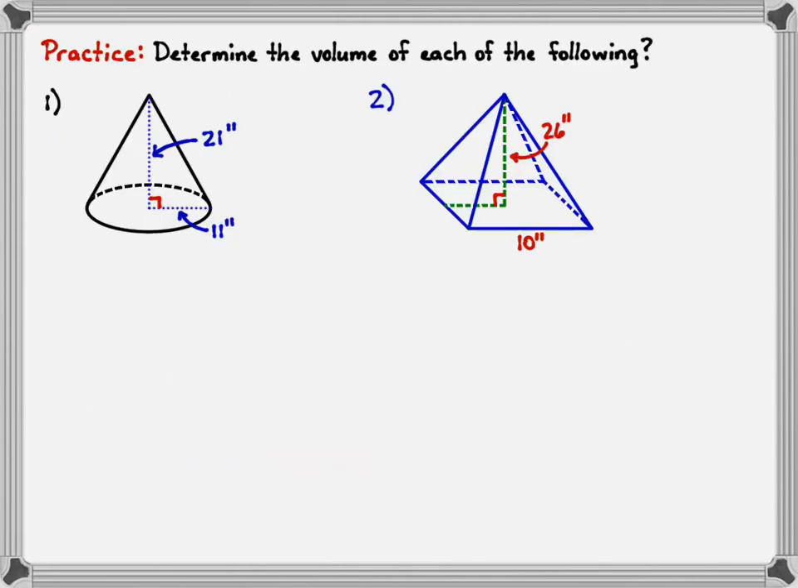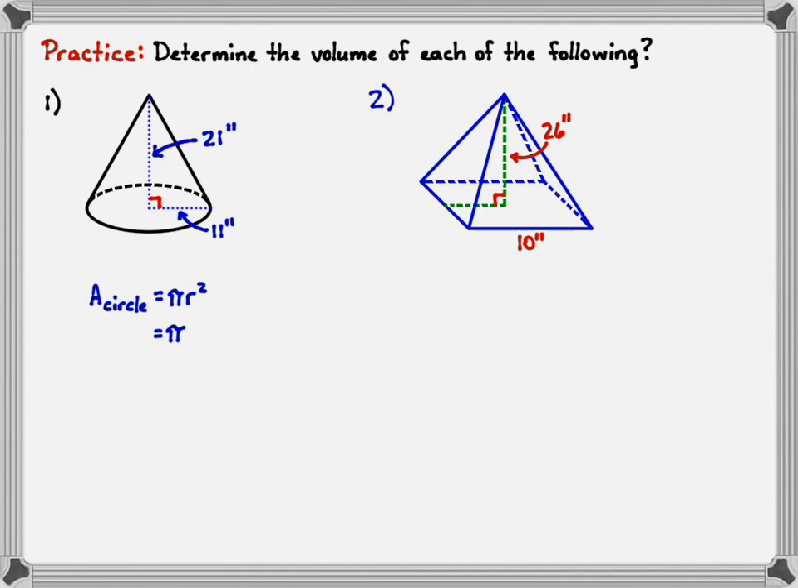Let's go ahead and take a look at a couple examples of this. In the first case, we have a cone, and we're looking for its volume. Well, remember, the volume of a cone is 1/3 base times height. The base shape in this case is a circle, so we have to find the area of the circle. Remember that the area of a circle is pi r squared.